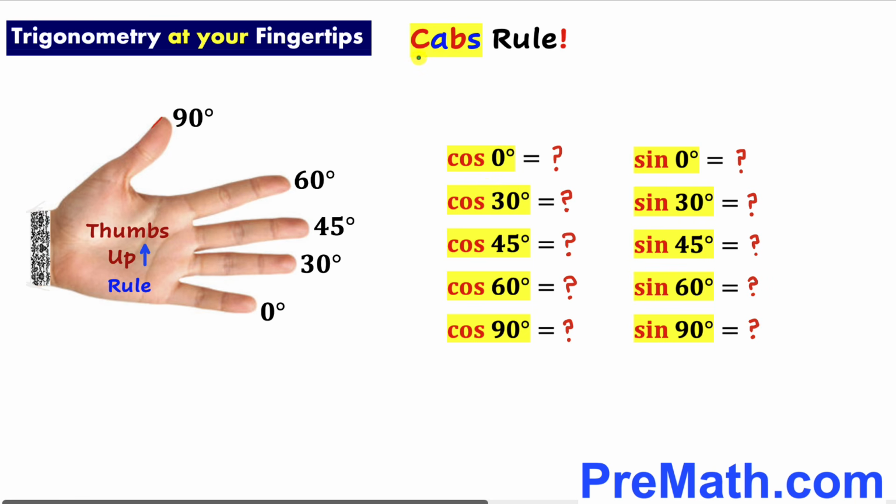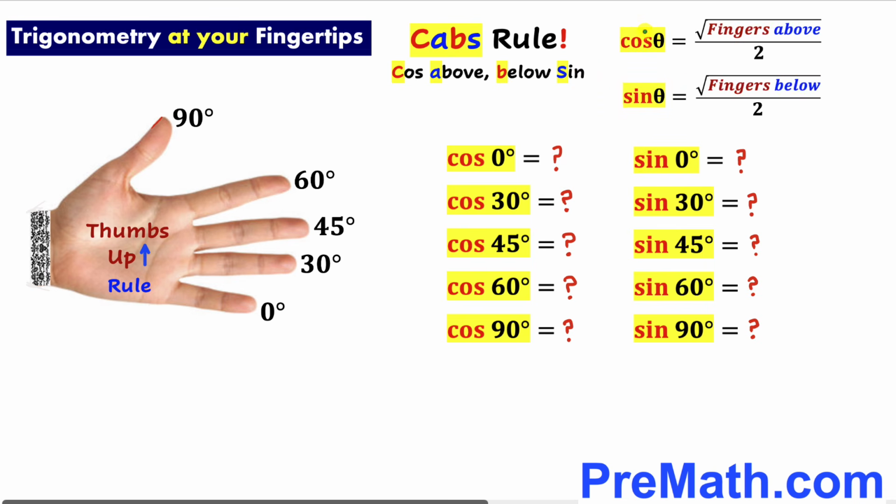And now we are going to use the CABS rule to figure out cosine and sine function values, where C stands for cosine and S stands for sine. So therefore, CABS means cosine above and below the sine. So therefore, cosine of angle theta is going to be the square root of fingers above, all over 2. Sine of angle theta is going to be the square root of fingers below, divided by 2.